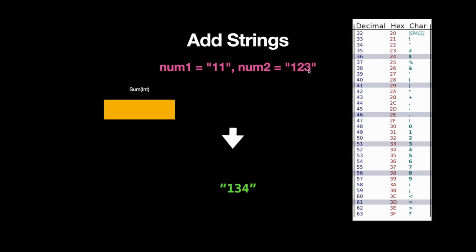So from 3, if we deduct 0, then we will get 3. From character 2, if we deduct character 0, we'll get number 2. And from character 1, if we deduct character 0, then we'll get number 1. So after deducting, once you have the integer, you will have a sum variable. It is an integer, right? So after converting these two into integers, we will add them. The addition will be 4, right?